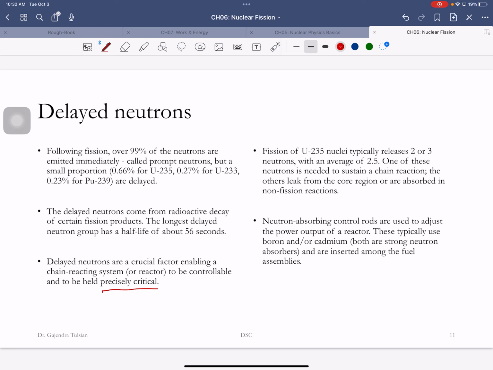What does precisely critical mean? One further neutron is causing a reaction. If 0.99 neutrons are causing, that's less than critical. Okay, you're not maintaining the reaction.